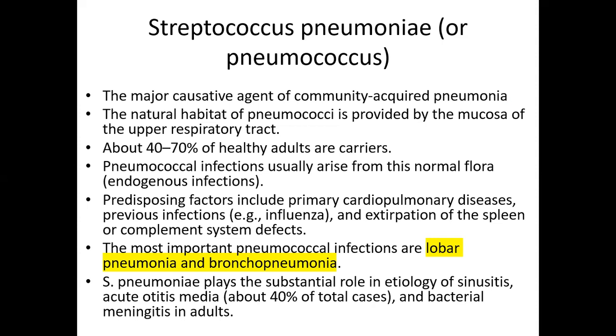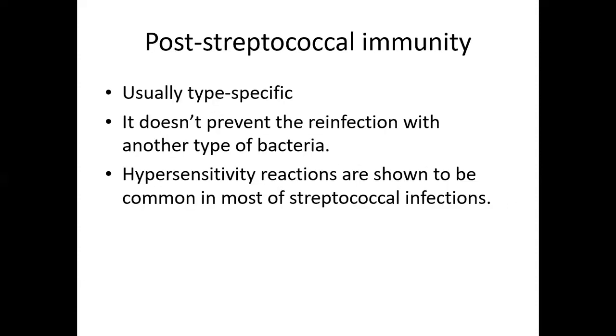The most important pneumococcal infections are lobar pneumonia and bronchial pneumonia. Streptococcus pneumoniae plays a substantial role in the etiology of sinusitis, acute otitis media, and bacterial meningitis in adults and children. Post-streptococcal immunity is usually type specific, and there are a lot of types. That means this immunity doesn't prevent reinfection with another type of bacteria. Hypersensitivity reactions are common in most streptococcal infections. But you should remember that immunity after scarlet fever is antitoxic, and it is a defense against new scarlet fever infection.